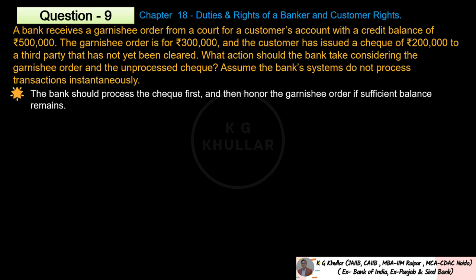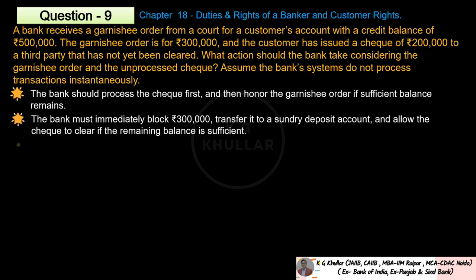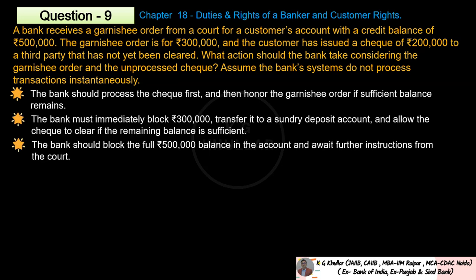The first option is, the bank should process the check first and then honor the garnishee order if sufficient balance remains. Second, option B is, the bank must immediately block 3 lakhs, transfer it to sundry deposit account and allow the check to clear if remaining balance is sufficient. Third, option C is, the bank should block full rupees 5 lakhs balance in the account and await further instruction from the court. And last, option D is, the bank can choose to honor the check since it was issued before the garnishee order was received.